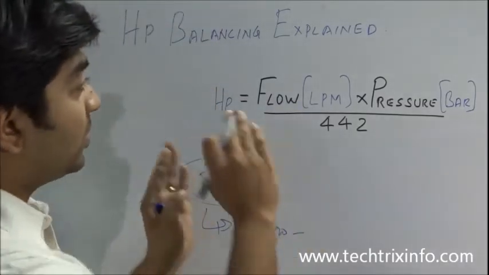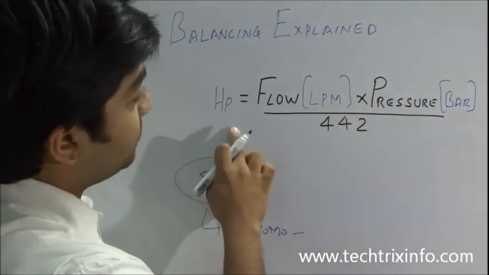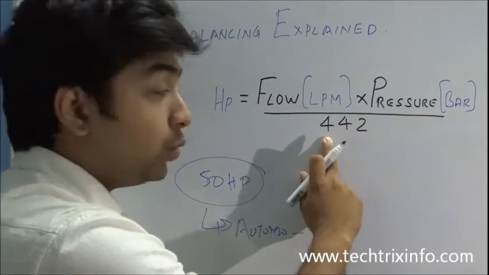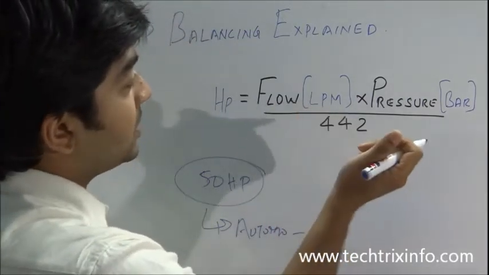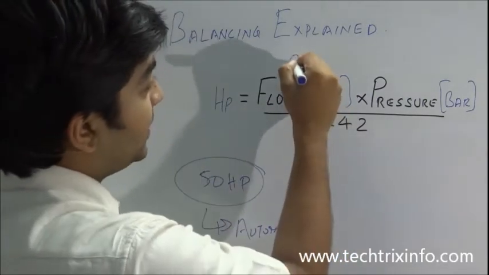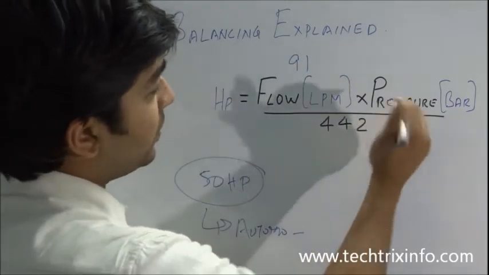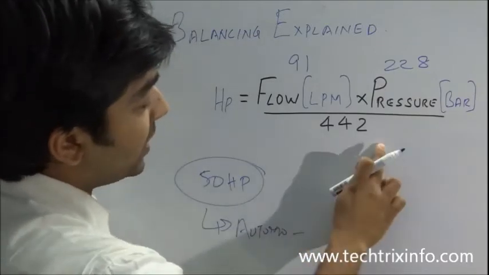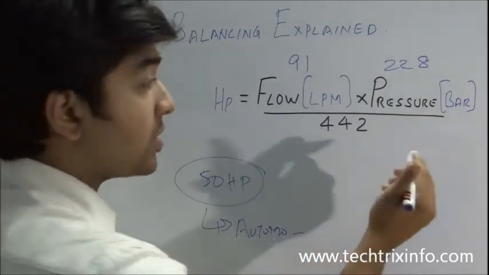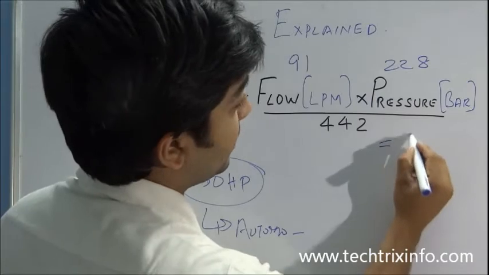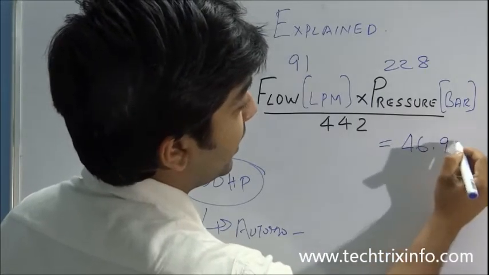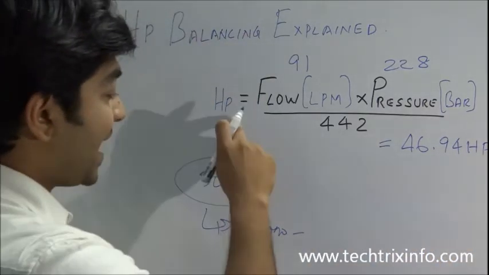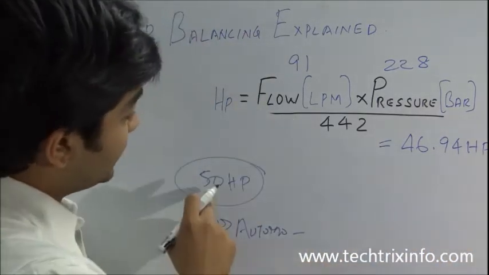Now the formula for calculating the hydraulic HP is flow times pressure divided by a constant 442. The flow is in LPM. Say we are taking the flow as 91 and the pressure as 228. Dividing by the constant, we get the HP as 46.94 HP.